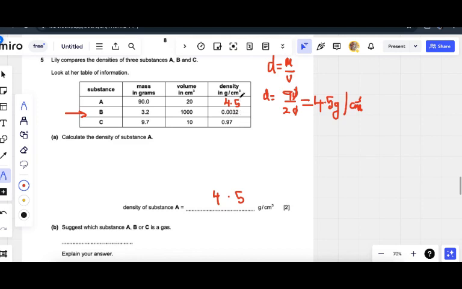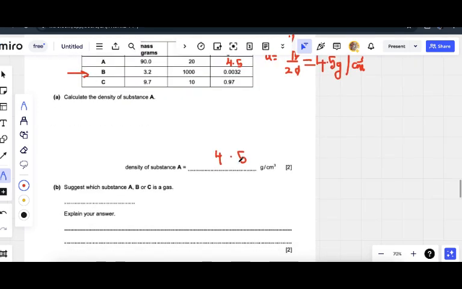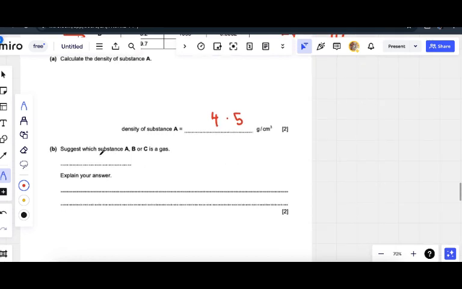0.0032 gram per centimeter cube. So suggest which one is a gas. It is B. Explain your answer: because the density is the smallest. Gases are the lightest, they have the smallest density. Out of the 3, the bigger one is probably solid, followed by the middle one, which is liquid. And the smallest one is a gas because it has the smallest density.